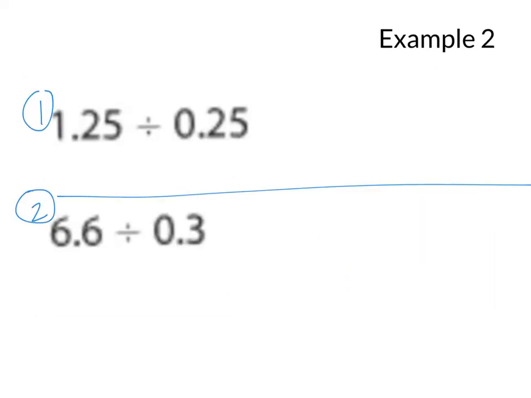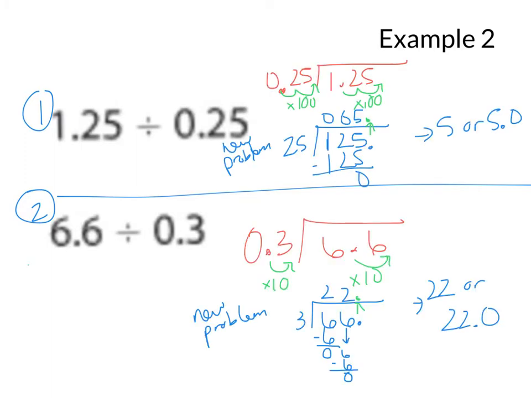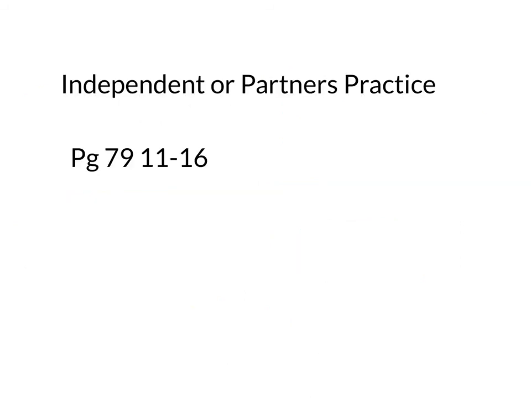Here's example 2. Please try these on your own and then unpause the video for the answers. The answers are coming in 3, 2, 1. There are your answers. Look at my work to see how you did it. You should have the answer written and also work. Moving on in 3, 2, 1. Your book problems are listed right here, page 79, 11 through 16. After you're done with those, please unpause the video to check your work. Remember, your problem and the work and answer should be written. Moving on in 3, 2, 1.